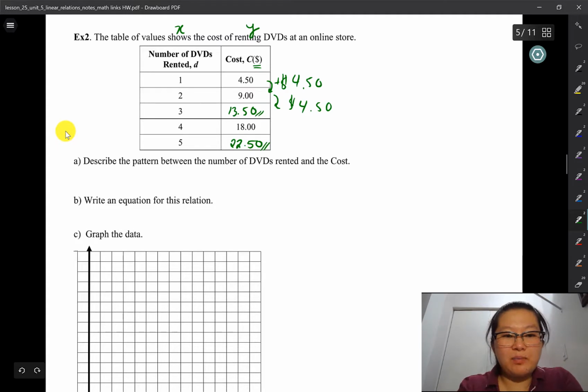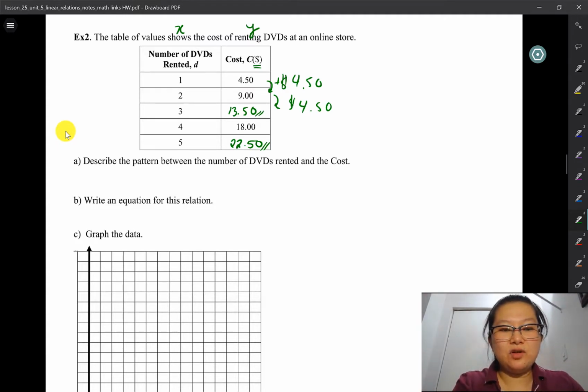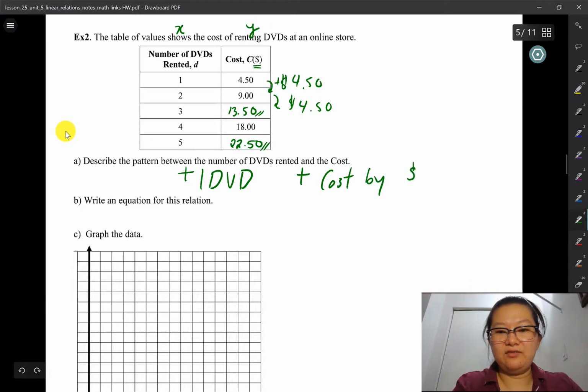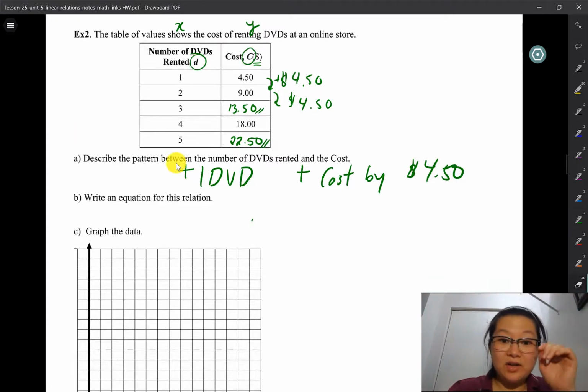So now we want to describe the pattern between the number of DVDs rented and the cost. So here, after you increase the DVDs by plus 1 DVD, you are going to increase your cost by $4.50. Okay, so now we know the relationship between increasing the amount of DVDs and how much you have to pay for that.